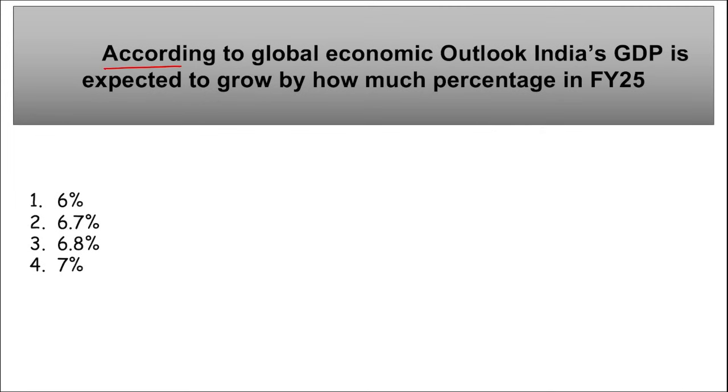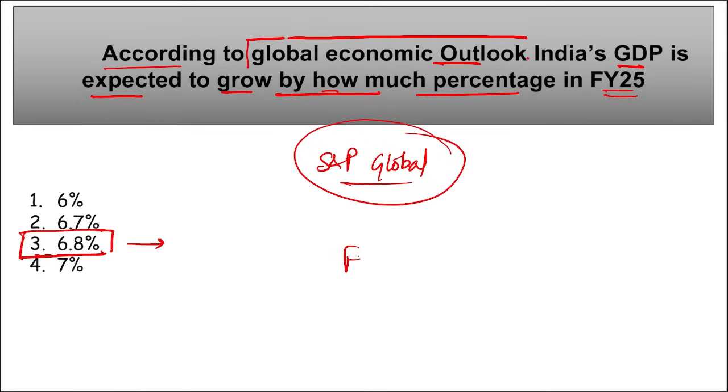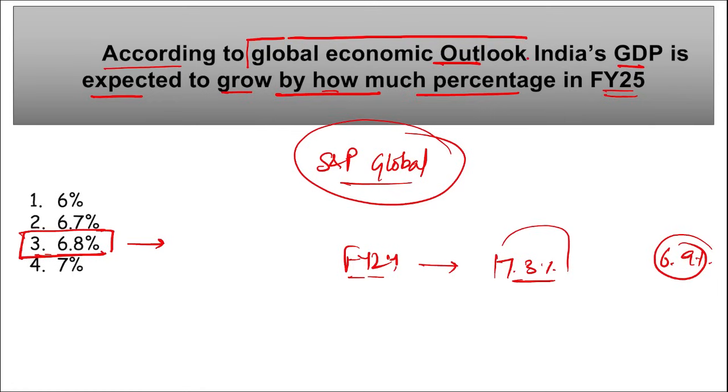Next, according to the Global Economic Outlook, India's GDP is expected to grow by how much percent in fiscal year 25? So according to the Global Economic Outlook, released by S&P Global, India's GDP forecast is 6.8% for fiscal year 25. I repeat, for fiscal year 25, India is expected to grow by 6.8%. And for fiscal year 24, India's GDP is revised to 7.3%, which was earlier expected to be around 6.9%.